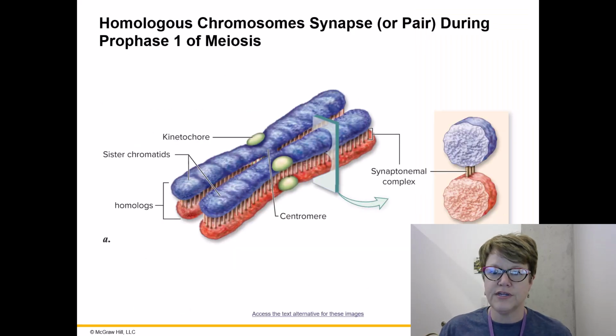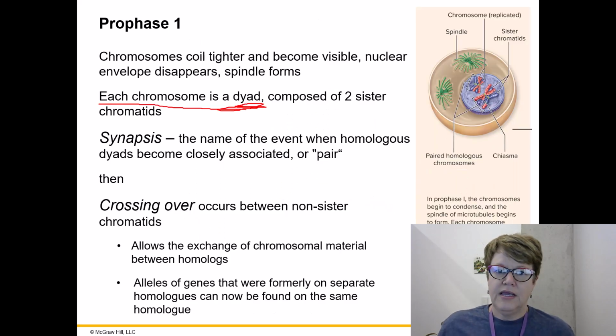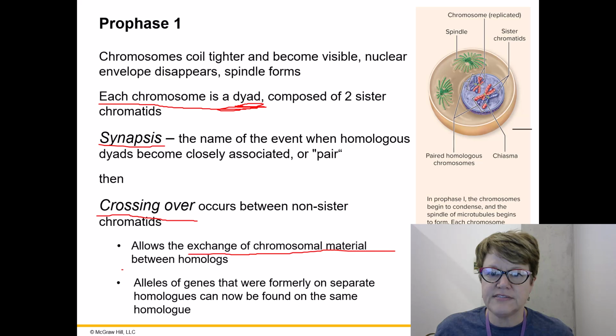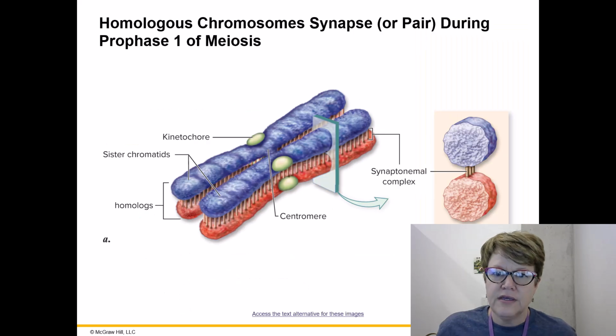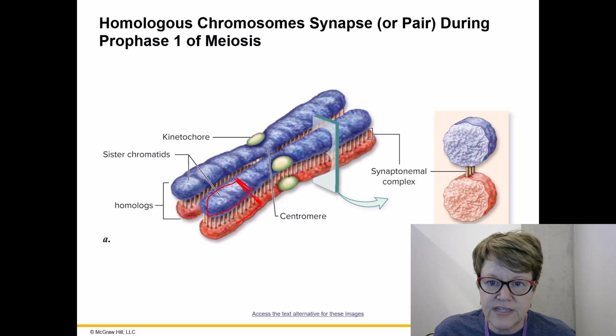I'll show you the next slide real quick. So this is a homologous pair of dyads, the blue dyad and the red dyad, and they actually touch so closely like this. And then what happens is called crossing over. So synapsis is just when they're touching or they're very close, and crossing over is the exchange of equal corresponding segments. And what that means is, I'll go to the next slide, let's say this part of the blue chromosome breaks right here, and this same corresponding segment of the red copy breaks right here.